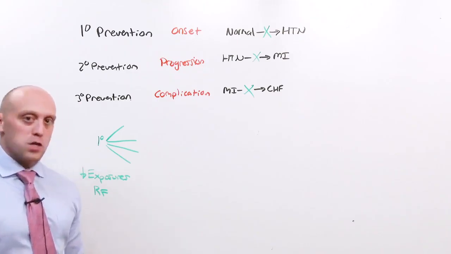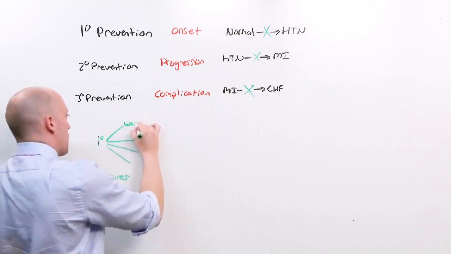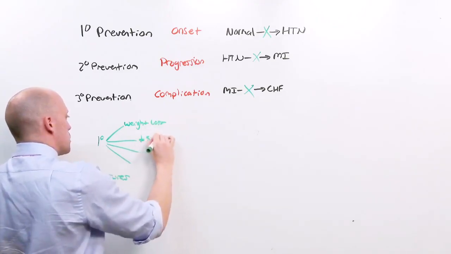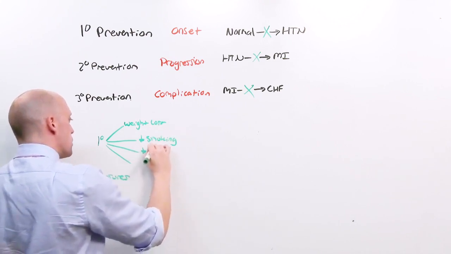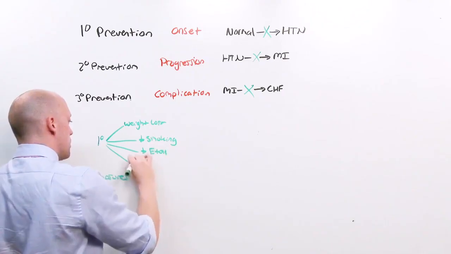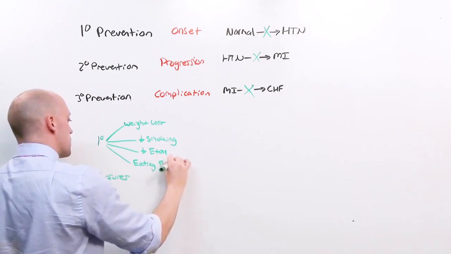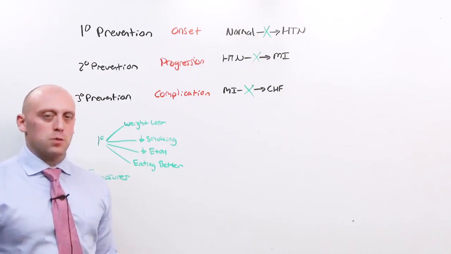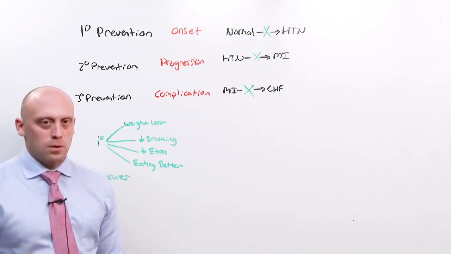Examples of primary prevention are going to be things like weight loss, smoking cessation, reduce alcohol intake, and eating better. Now, eating better is meant to be intentionally vague because this is a touchy subject, but of course, more leafy greens, more vegetables, more organic stuff, better than fast food and processed foods.